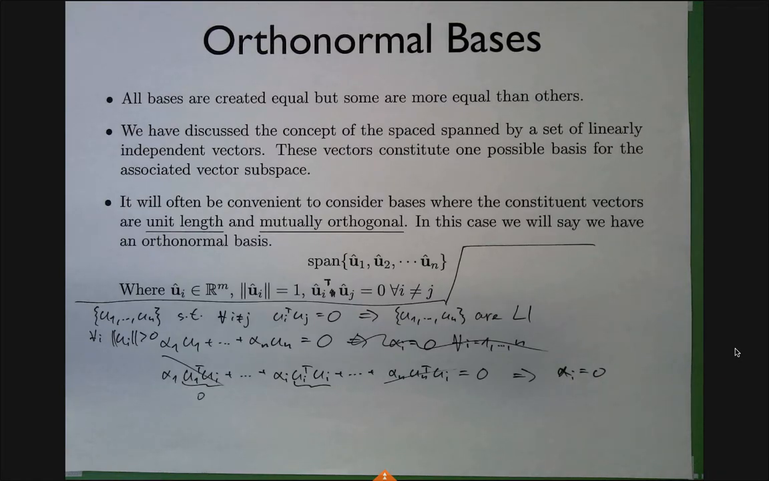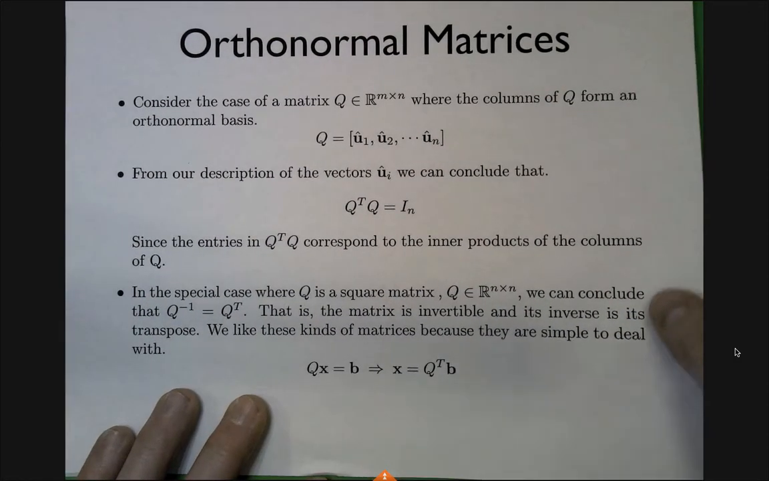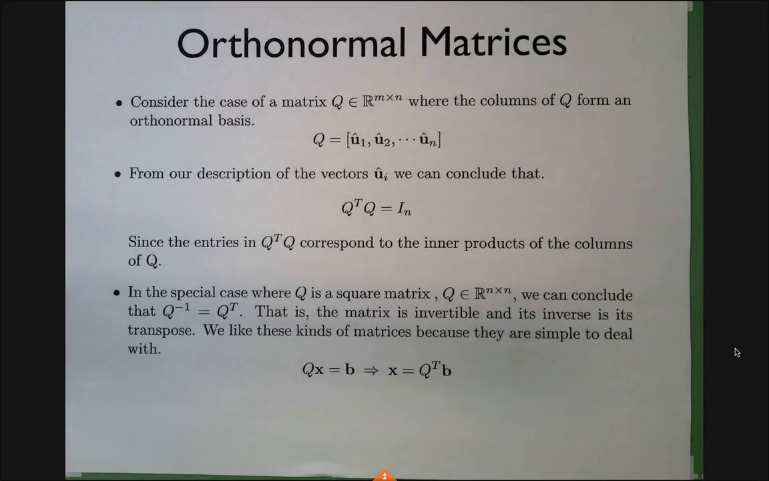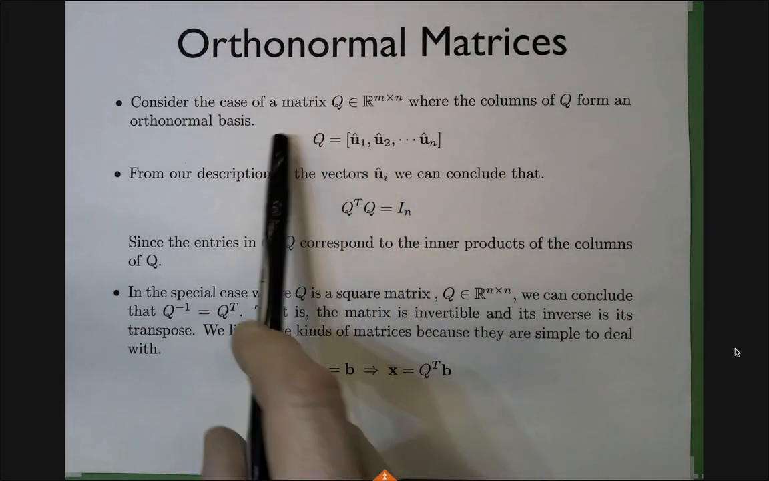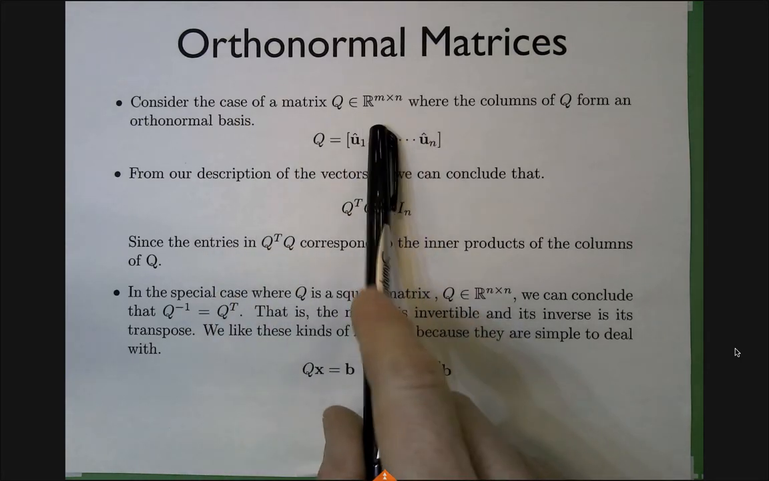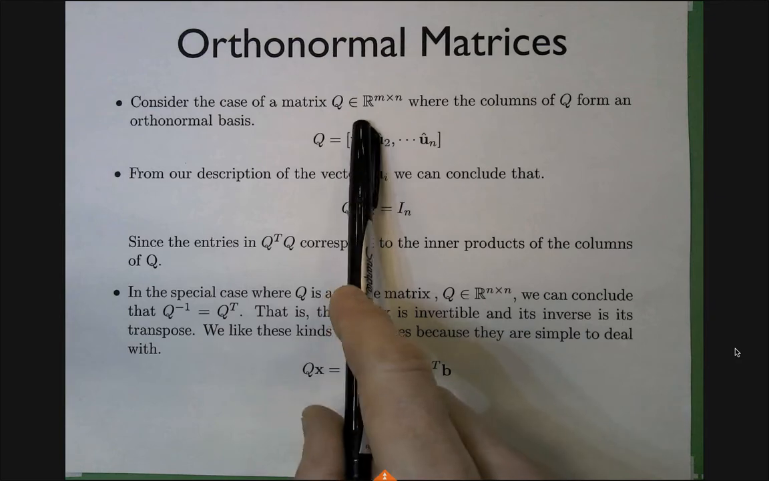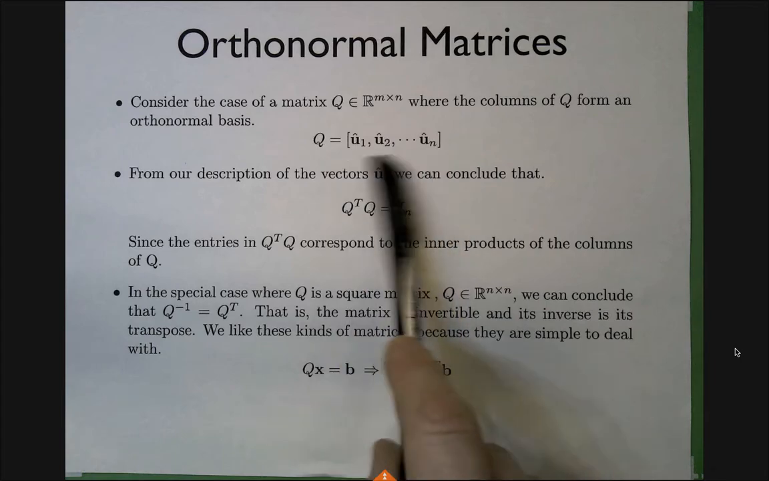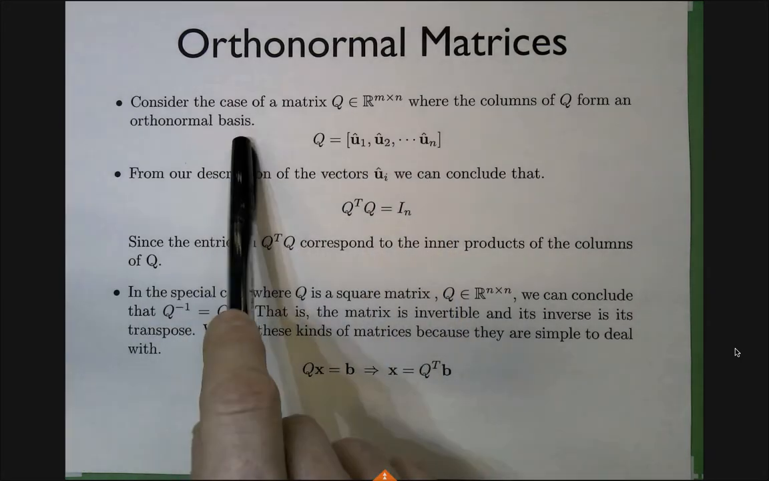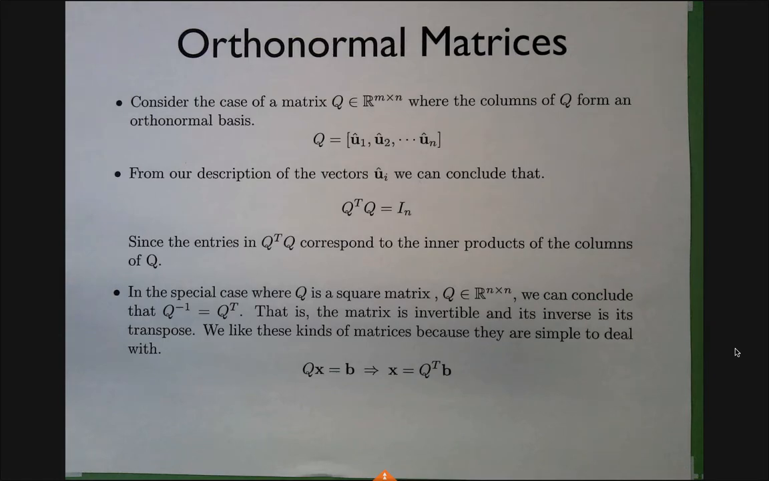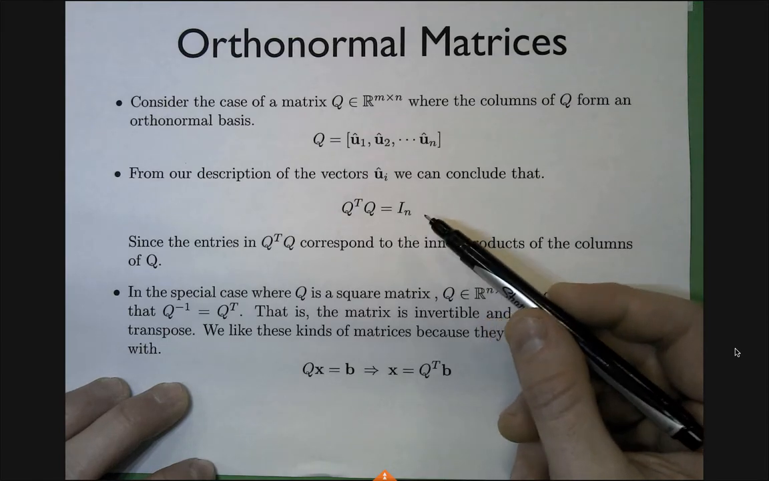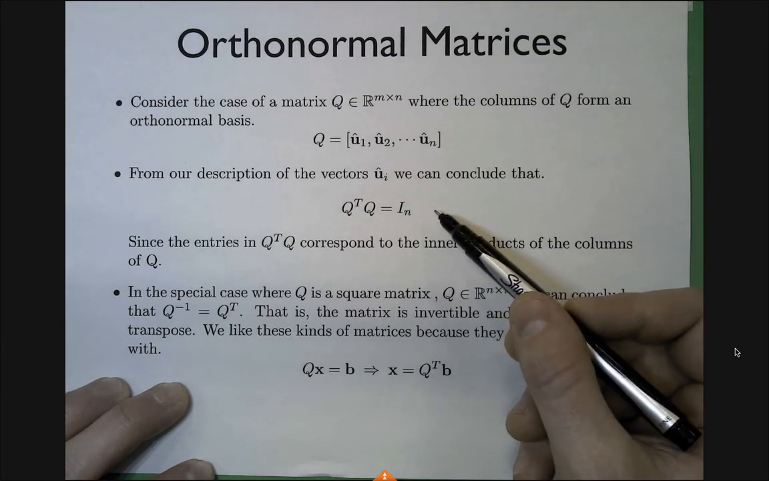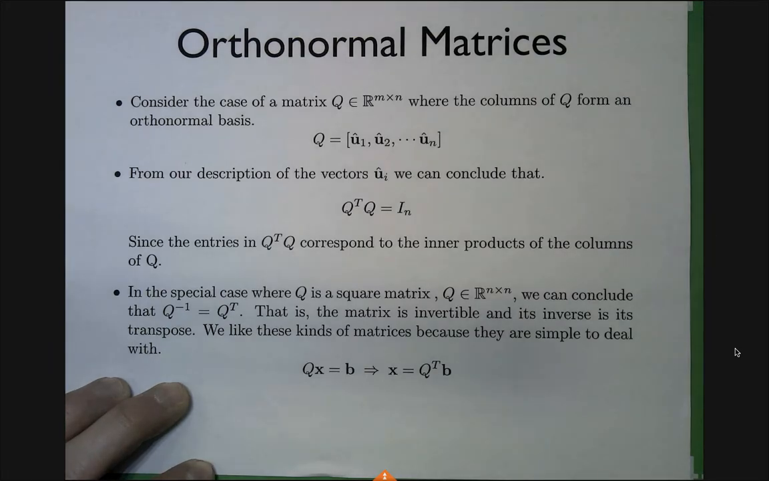Why is it very useful? Well, first of all, we can define what orthonormal matrices are. So if I have a rectangular matrix where the columns form an orthonormal basis, or just an orthonormal set of vectors, I can say that the matrix is orthonormal. Notice that there is a very elegant way to write this requirement of orthonormality. I can just write that QTQ is identity.